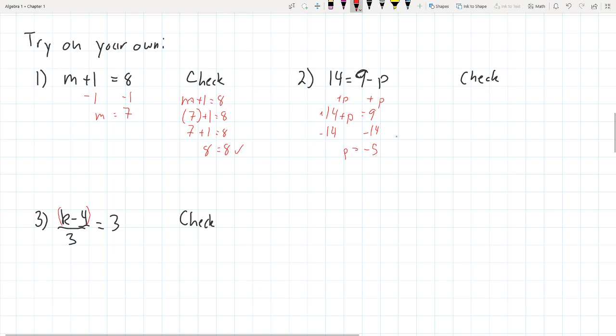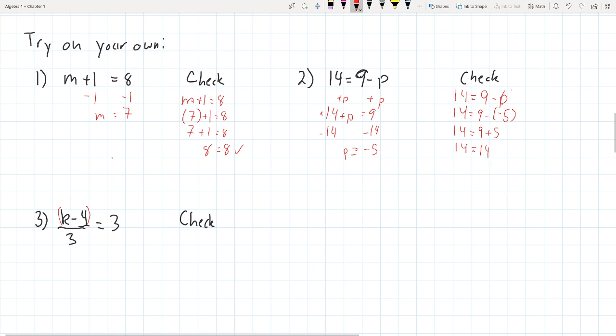Now to check if this is actually the answer, I'm going to plug it in. If I have 14 equals 9 minus p, so 14 equals 9 minus negative 5. Change that to a plus, so 9 plus 5. So 14 equals 14.